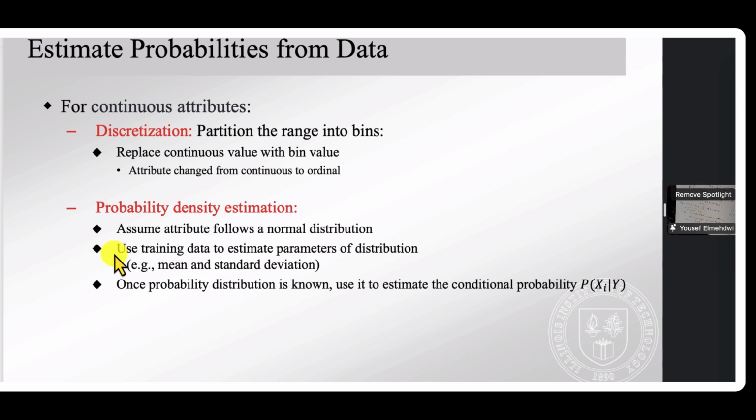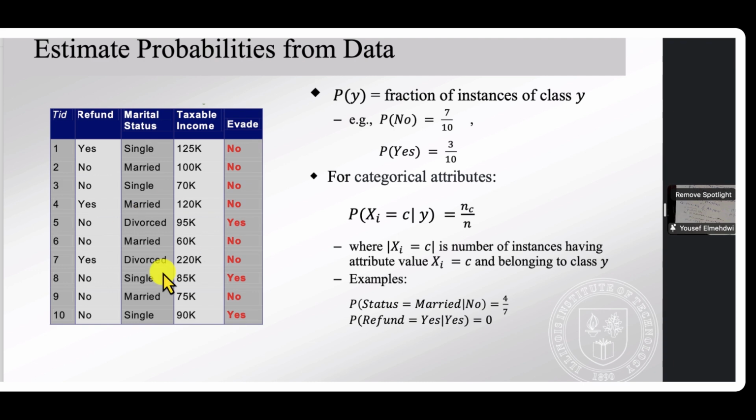Here we have an assumption. We assume that all the attributes, or this attribute actually, for example, the income, that is, the continuous attributes, follow the normal distribution, for example. So in this case, I can use the training data in order to estimate the parameters of the normal distribution.